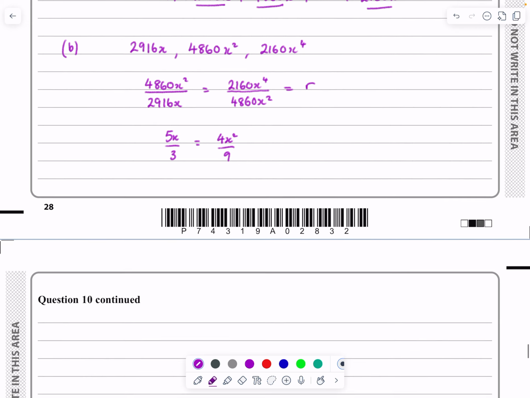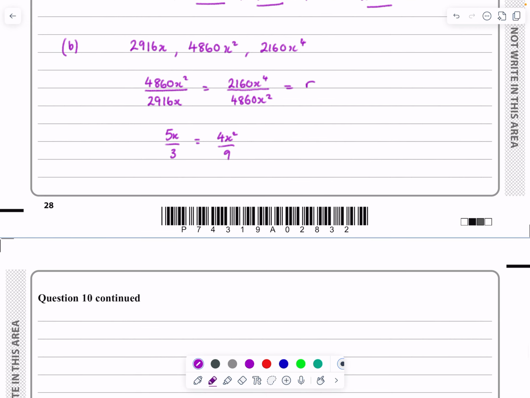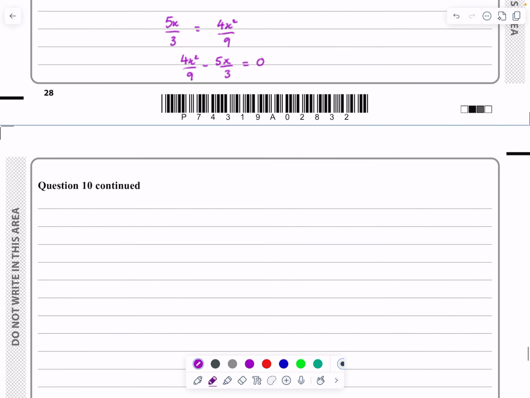So if you now just rearrange that, we get 4x^2 over 9 minus 5x over 3 equals 0. Take x out as a factor, which leaves me x(4x over 9 minus 5 over 3) equals 0. So we get x equals 0, which we're not interested in, or x equals, rearranging that actually comes to 15 over 4.